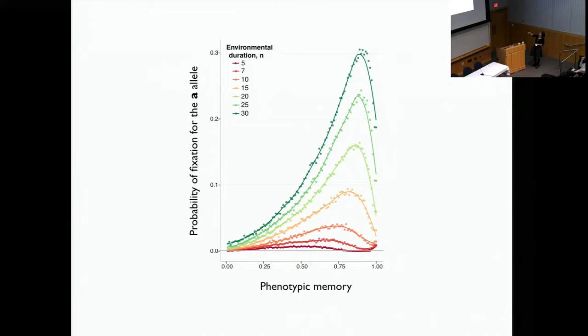I don't see my little pointer anymore, but that's fine. For a range of environmental durations. And what we see is that there is an intermediate optimum for phenotypic memory that maximizes this probability of fixation for the A allele. And this optimum depends crucially on the rate of environmental change. So how long you stay in an environment before you have to change environments.